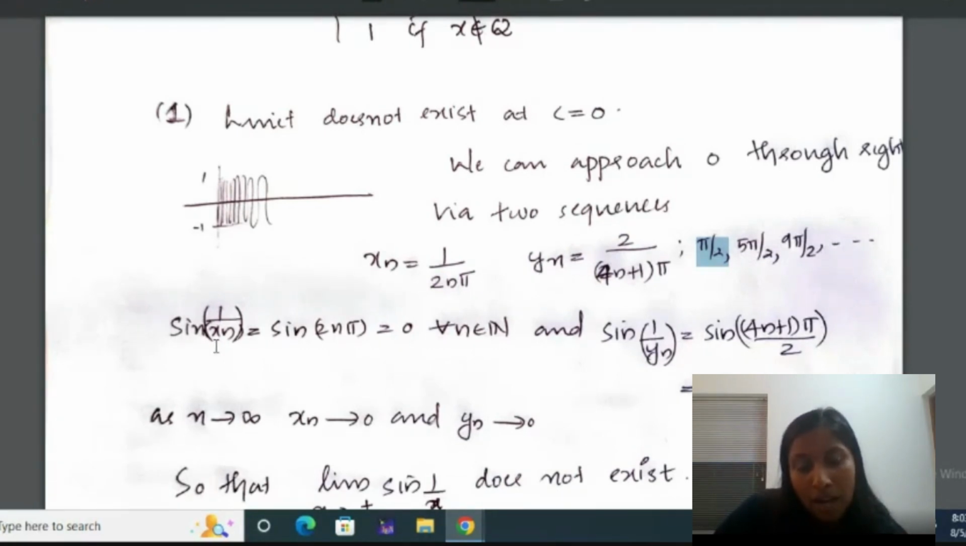Let us check the function value at these sequences. The function value at xn will be sine of 1 by xn, that is sine of 2n pi, so it will be 0. So we got a sequence of points converging to 0 where the function value is 0. Next, sine of 1 by yn will be sine of (4n plus 1) pi by 2, so it will be 1. So we can find two sequences where the function limit is not unique. So its right hand limit itself does not exist there, and the function limit does not exist.